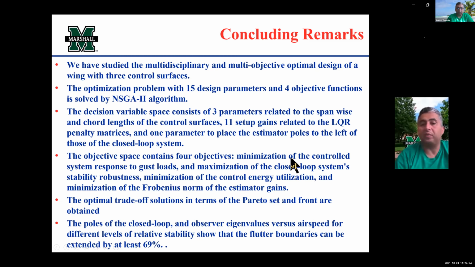4 objectives are included: minimization of the closed loop system response to the gust load, maximization of the closed loop stability robustness, minimization of the control energy utilization, and minimization of the Frobenius norm. We obtained both the Pareto set and the Pareto front of the optimization problem. The poles of the closed loop system are observed for gains versus airspeed for different levels of relative stability, showing that the flutter boundary can be extended by at least 69% when lambda c max was about -10.